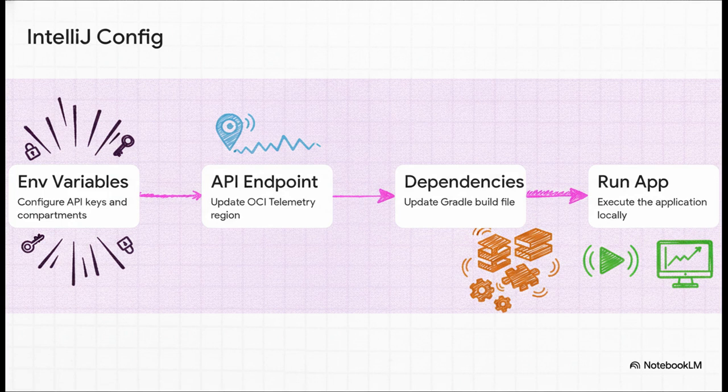First, configure your IDE's run configuration with your environment variables, things like your API keys and target compartment IDs. Second, update the OCI telemetry API endpoint in your Java code to match your specific home region, say US East Ashburn. Third, update your Gradle build file dependencies. And fourth, just hit run and watch your application validate that telemetry locally.